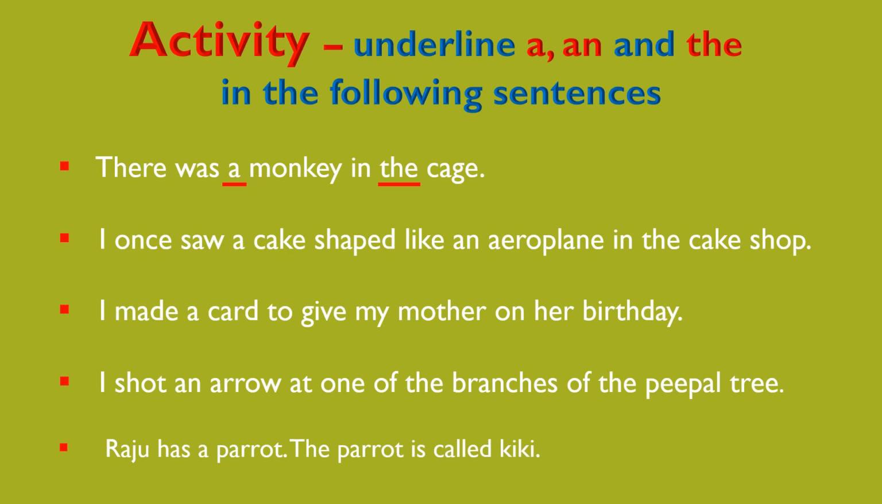I once saw a cake shaped like an aeroplane in the cake shop. Can you find the articles in this sentence? A, before the noun cake. Cake is a thing, cake is a noun. So cake starts from which letter? C. So before that noun, which article is given? A. I once saw a cake shaped like an aeroplane in the cake shop. A, an and the are the articles. We'll see in the next sentence how many articles there are.